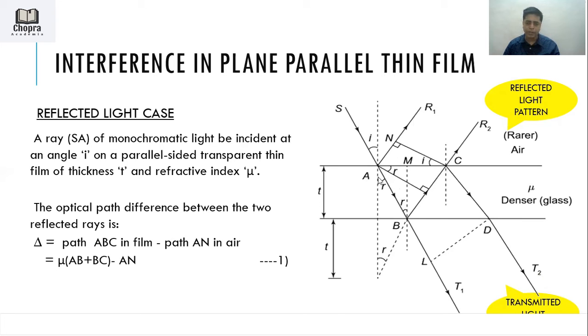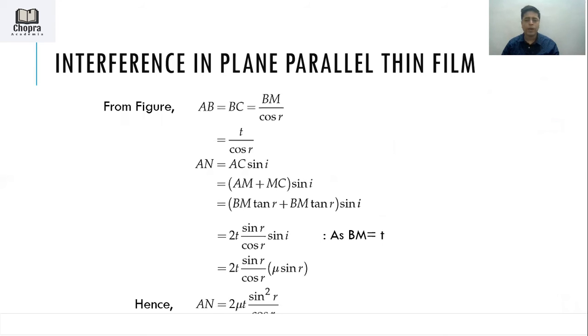Now you see AB and BC are actually traveling in the refractive index mu, and AN is traveling in the refractive index 1, which is of air. So the path difference is mu times (AB plus BC) minus AN. Now our aim is to find these values. From the figure, we can see that AB equals BC, which equals BM by cos R, where BM is the thickness of the film, T. That's why it is T by cos R.